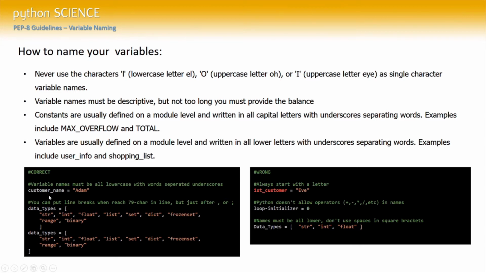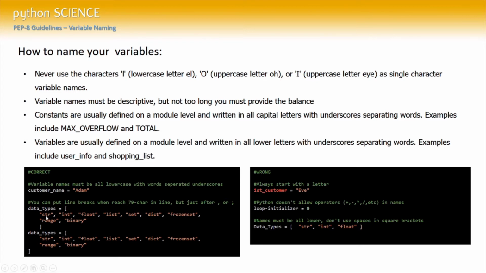Let's see in our code. These are the correct variable namings. When you use customer_name, it's a good convention. You can just put spaces just before and after the equal sign, then assign a string to this variable. It's a good case. What else? We can use data_types. It's descriptive and it's a short one.